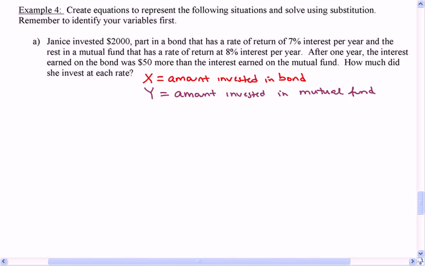So once you've got your variables identified, let's see if you can come up with the two equations. It says she invested $2,000 in total. So maybe you're thinking, the two amounts added together should be 2,000. That's correct, and that's what this says. She invested 2,000 in total. Now the next one's a little bit harder.